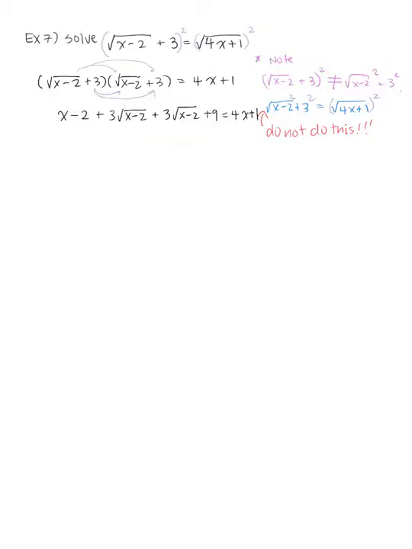Okay, so then let's simplify a little bit more. We got x minus 2 plus 6 times the square root of x minus 2. What I just did was I combined these two together. And then plus 9 equals 4x plus 1. Alright, so do you notice something here? Do you notice that we still got the radical flying around? So guess what? We need to isolate that radical and repeat the whole procedure again. Don't hate, because we got this.